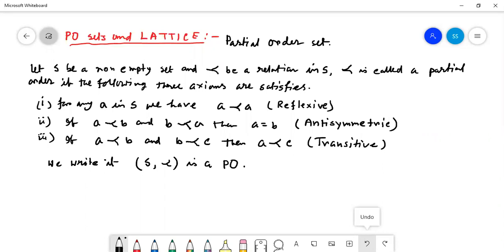Partial order set means this partial order relation is reflexive, antisymmetric and transitive. Reflexive means A related to A, antisymmetric means A related to B, B related to A, then A equal to B. And if A related to B, B related to C, it implies that A related to C, then it is called the transitive. If the relation is reflexive, antisymmetric and transitive, then S with this relation is a partial order set.